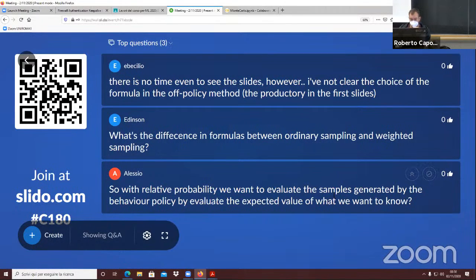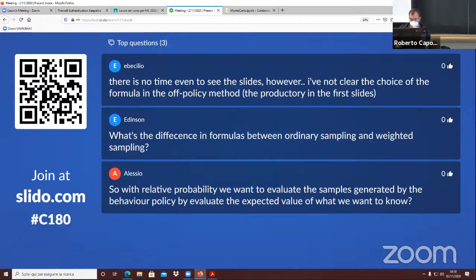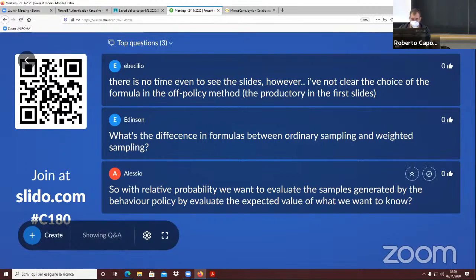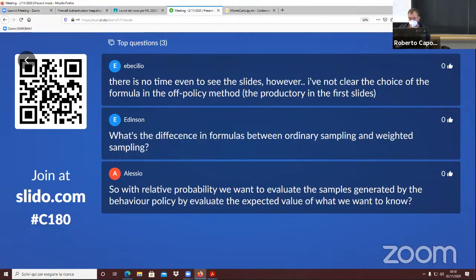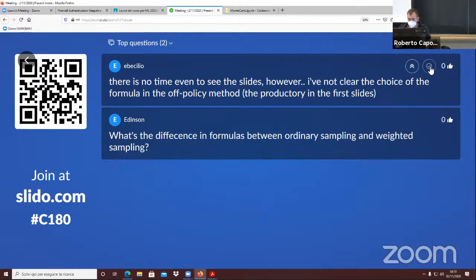So with the relative probability, we want to evaluate the samples generated by the behavior policy and evaluate the expected value of what we want to know. We want to compute that expected value by considering how relevant the data is for the target policy and how probable it is for the behavior policy to generate that kind of trajectory. Okay. This should be fine.